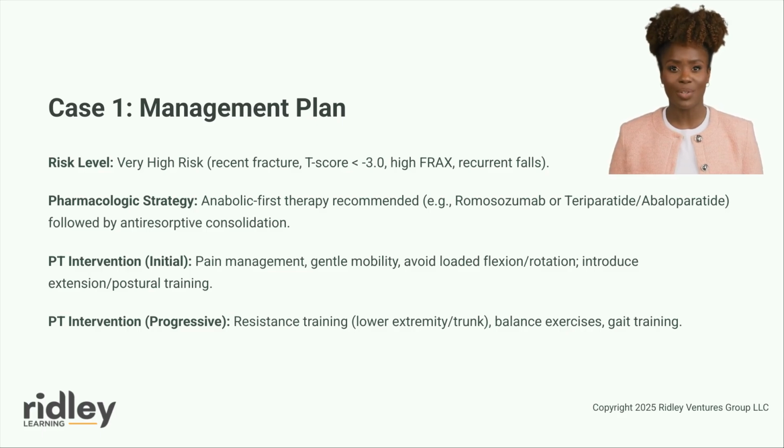can begin as tolerated. As acute symptoms improve, progressive resistance training targeting lower extremity and trunk musculature is introduced, with attention to spine-safe positioning. Balance exercises address the elevated fall risk identified on assessment, progressing from static to dynamic challenges as competence develops. Gait training emphasizes safe mobility strategies for her home environment.